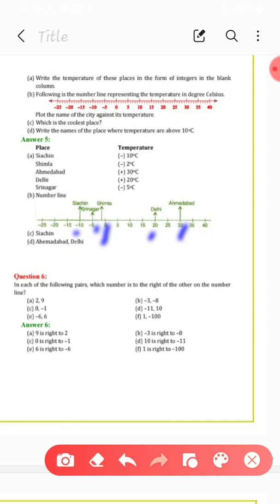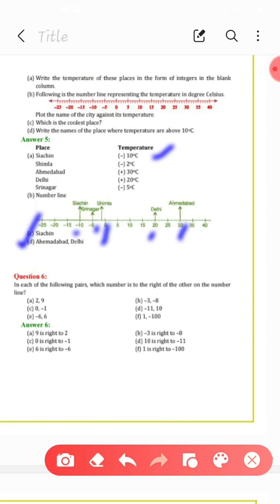Then question number 5c. Which is the coolest place? Coolest means what? Coolest means the number which is having the lowest value. So we can see from these particular places the lowest value only Siachen is having, that is minus 10. Means the negatives are minus 2, minus 10 and minus 5. Among those the least value is minus 10, and minus 10 degrees Celsius is the temperature of which place? Siachen. So our answer will be Siachen.